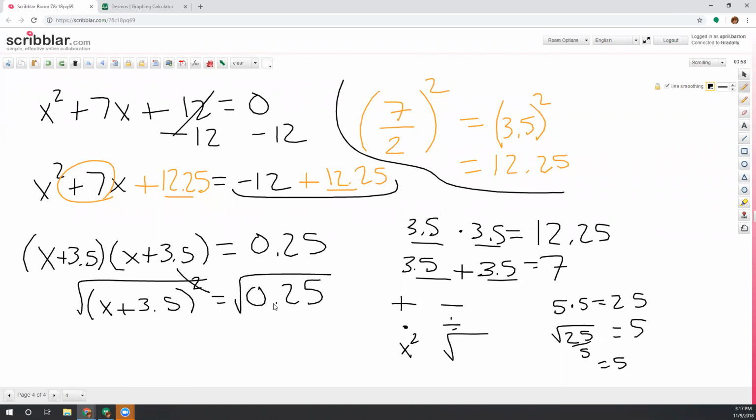Now, square root is a little bit weird. When you square root a number, it actually has two answers. When you first started using square root, it was always assumed to do positive. But now when we're square rooting, we're going to have two possibilities, positive or negative. 25 divided by 5 gave the same number 5, but 25 divided by negative 5 also comes out the same number, negative 5. So when we square root 0.25, we have a positive answer and a negative answer.